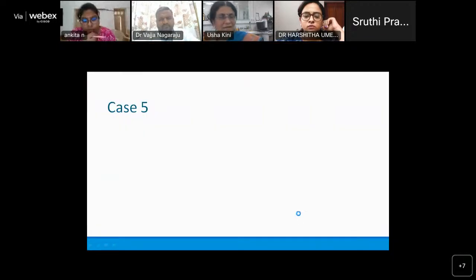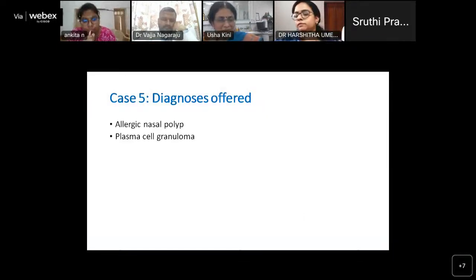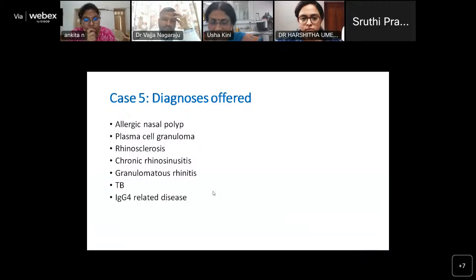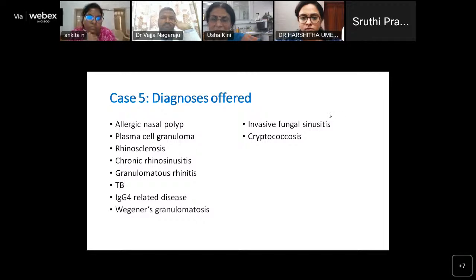The diagnoses in this case were many. Started with allergic nasal polyp, granuloma, rhinosclerosis, then many non-neoplastic, someone said granulomatous rhinitis, TB, IgG4, but I'm sure they have not picked up these fungal colonies which are so striking. Someone thought of aspergillus, I will let you know why. And invasive fungal sinusitis, I think, is more appropriate if you can't really say what that fungus is, but it's definitely not crypto. I hope you agree with that.